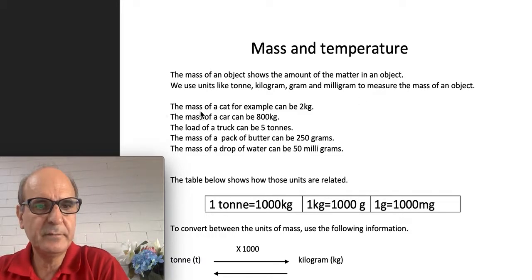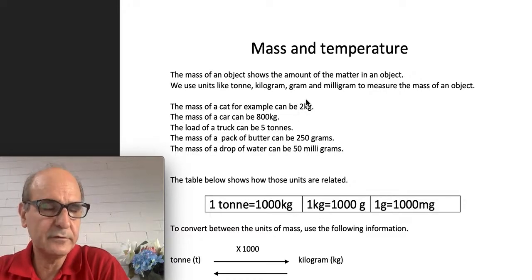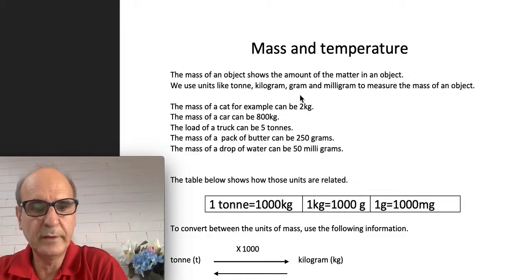For instance, the mass of a cat could be 2 kilograms. Depending on the size of the cat, it could be smaller or larger, but 2 kilograms is a reasonable mass for a cat. Larger cats, of course, will be more massive.